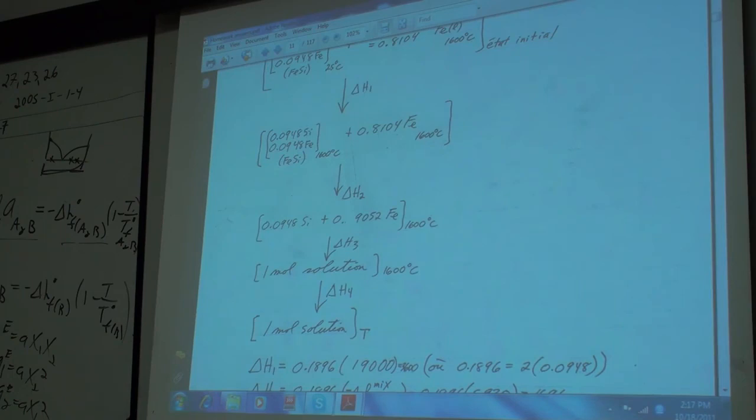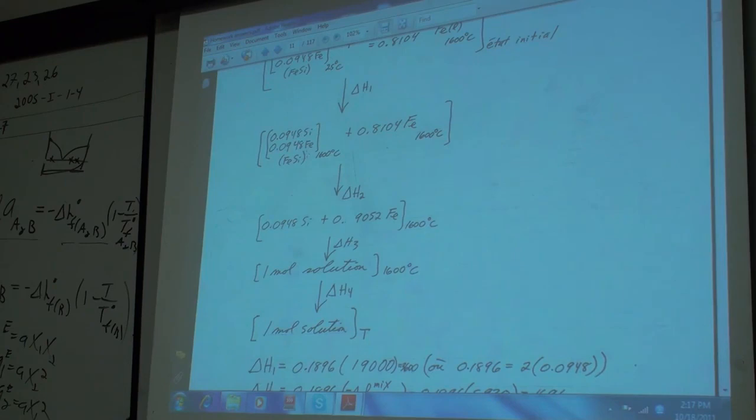Then I want to mix the ferrosilicon with the iron. But the table I gave you is the heat of mixing, which is for mixing pure iron and pure silicon. Here I have ferrosilicon already mixed. So I don't have a table that tells you already mixed plus iron, so for the first step, I've got to unmix it.